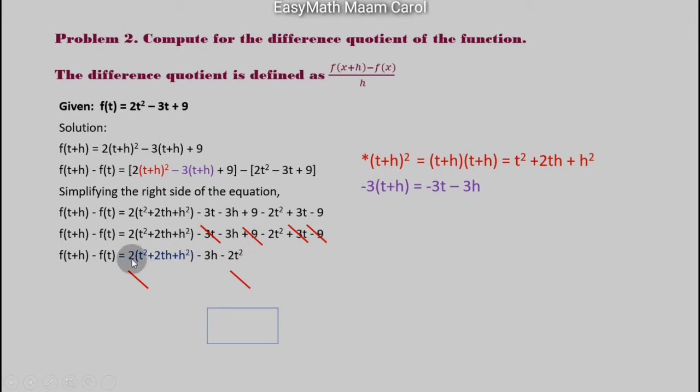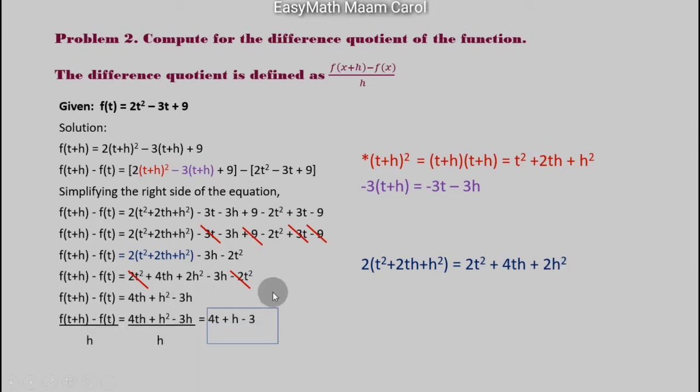Here, I made it blue because, as I said, we are going to distribute positive 2 to the trinomial inside. Okay? So, what happens is, when we do that, the 2 multiplied there becomes 2t squared. This, multiplied there, becomes 4h. And then this, multiplied there, becomes 2h squared. Okay? So, that it's clear. So, there.